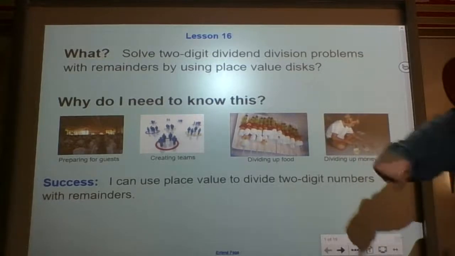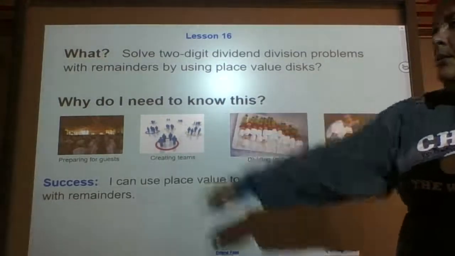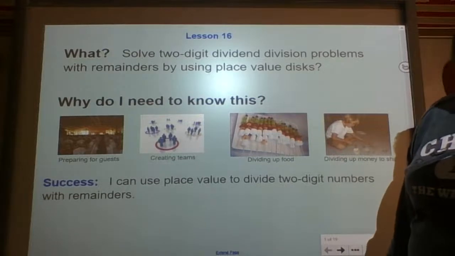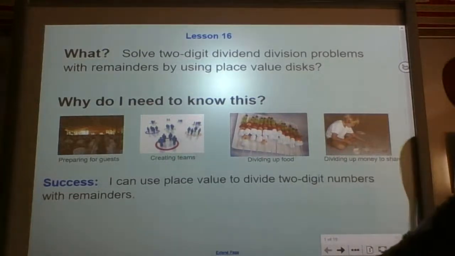We divide money, we divide up food, when we're creating teams, when we're preparing for guests. We use division a lot in our lives. So pay close attention today and give your best effort.